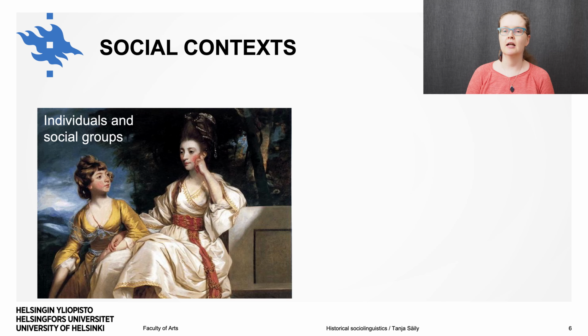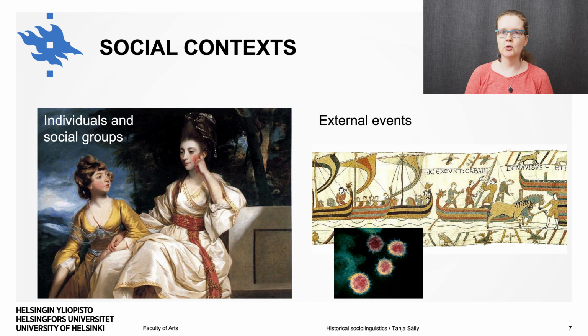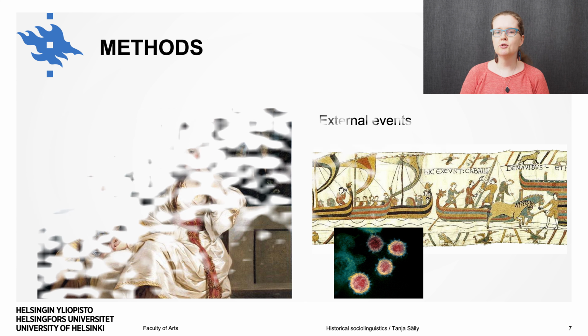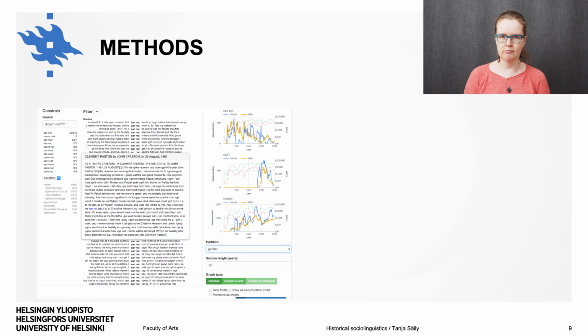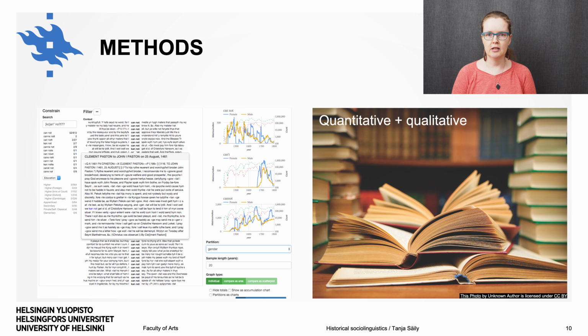Historical sociolinguistics can help us to uncover the social contexts in which a linguistic change happened, like the individuals and social groups who were at the forefront of the change, and possible external events that may have sped up or slowed down the change. Using methods from corpus linguistics, we can get a quantitative overview of the language change over time in large electronic text collections. And when we combine this with a qualitative study of the texts, aided by historical research and contemporary sources, we're able to interpret the change in its socio-historical contexts.